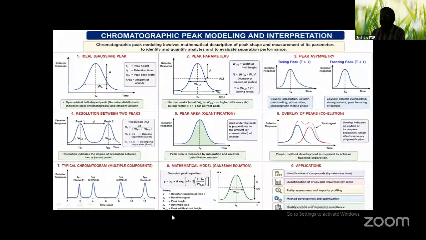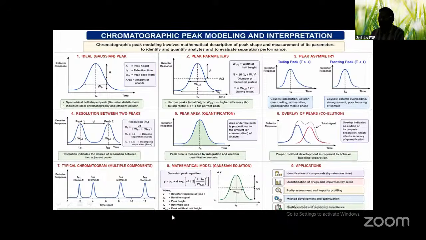This is the brief discussion on chromatographic peak modeling and interpretation. The first 6 points are all known ones: ideal Gaussian peak, peak parameters, peak symmetry, resolution, peak area, and overlay of the peaks which are co-eluted. Then, if the overlay of peaks is obtained from the chromatography, how to separate it into individual peaks of the compounds? By using the chromatographic modeling software.